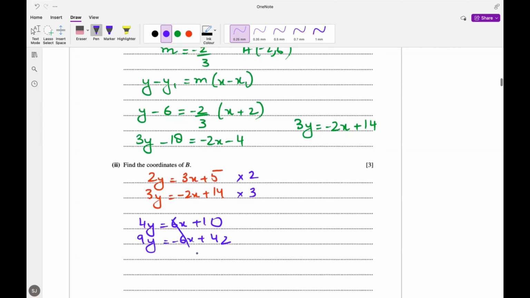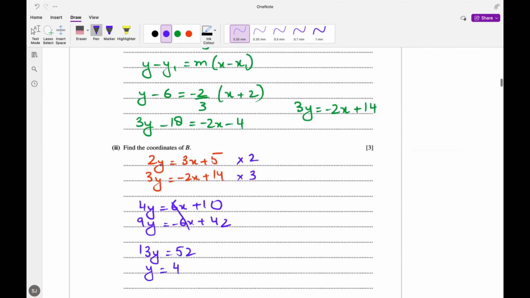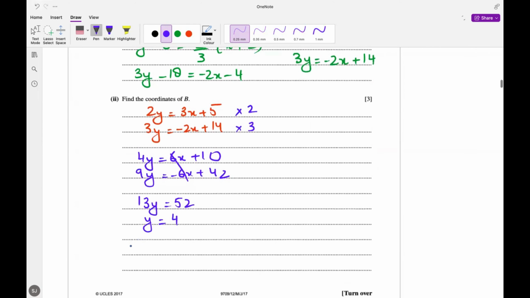6x and minus 6x will cancel. So this will become 13y is equal to 52. So y is equal to 4. Substituting y equals 4 into any one of the two equations, let's use the first equation. So that will become 2 times 4, 8, is equal to 3x plus 5. So x will be equal to 1.